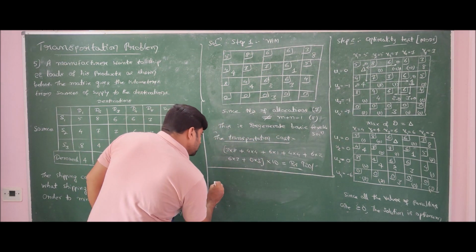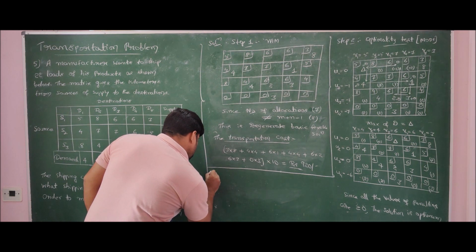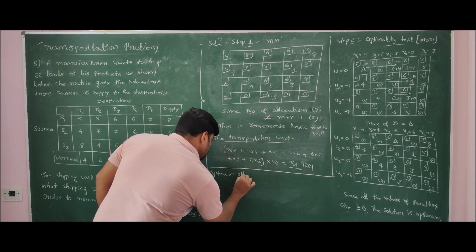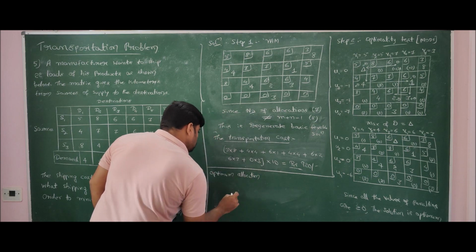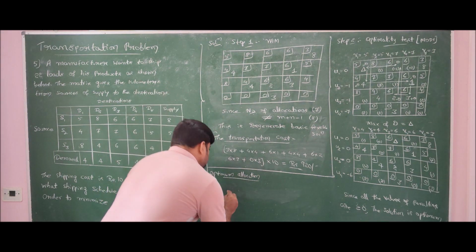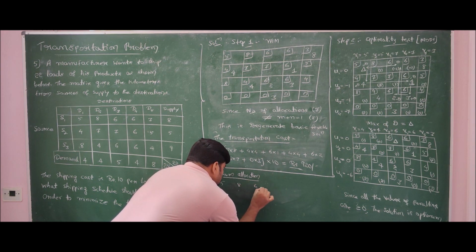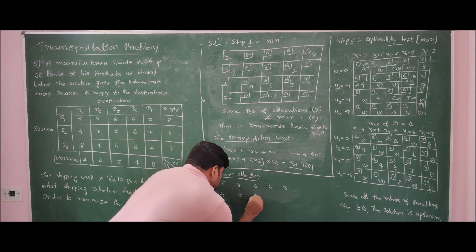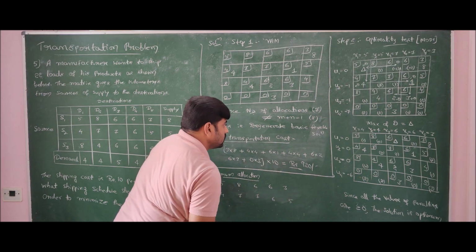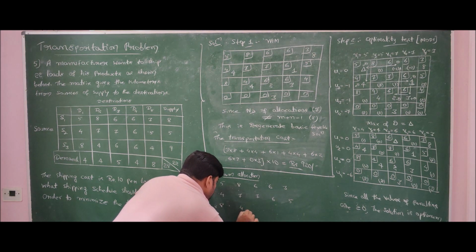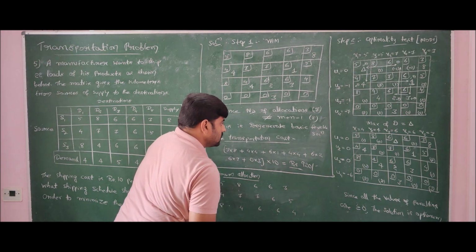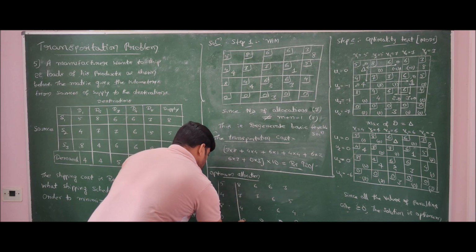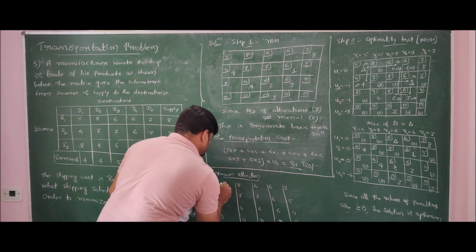So we have the optimum allocation as 58663, 47765, 84664, 00000. So we have got the optimum allocation.